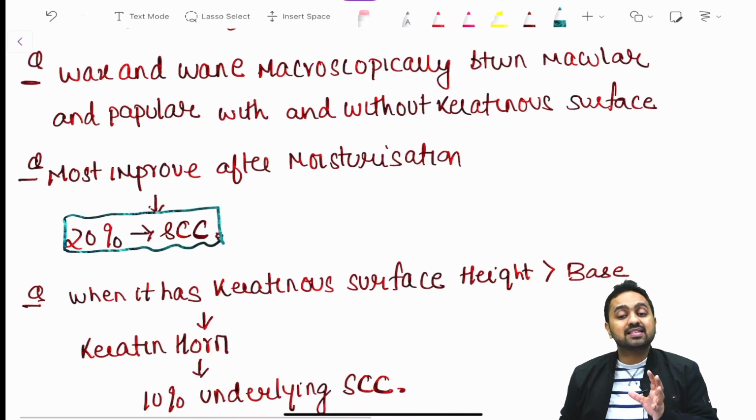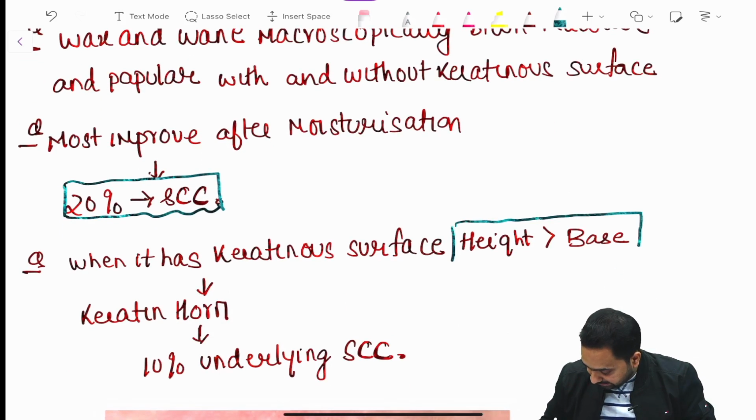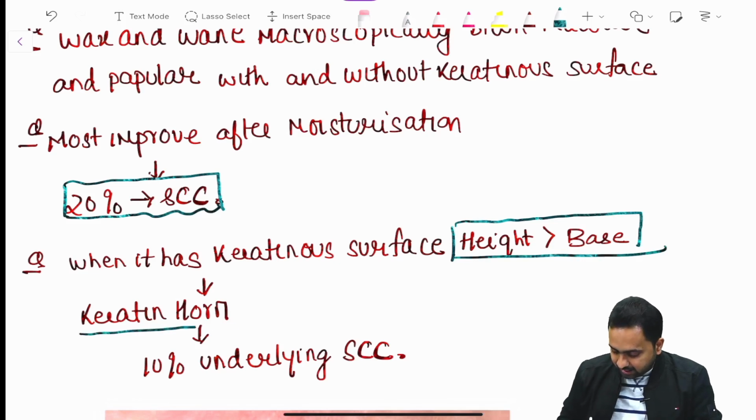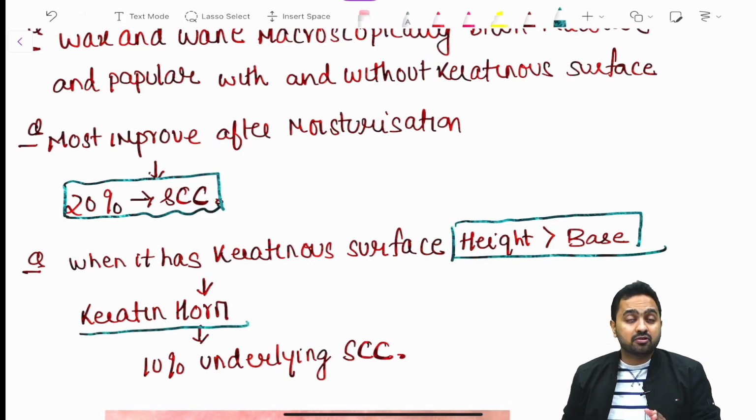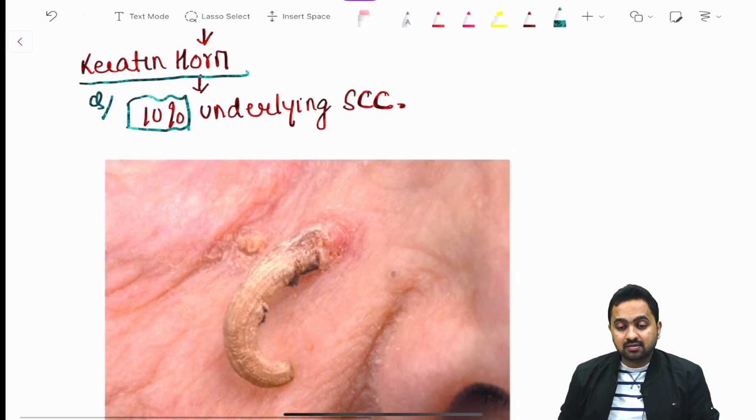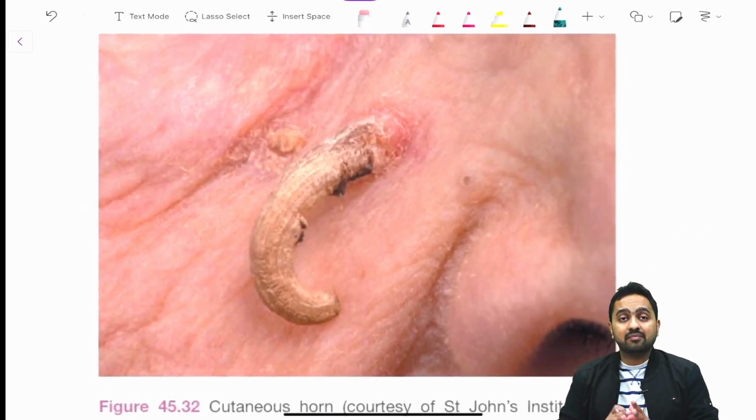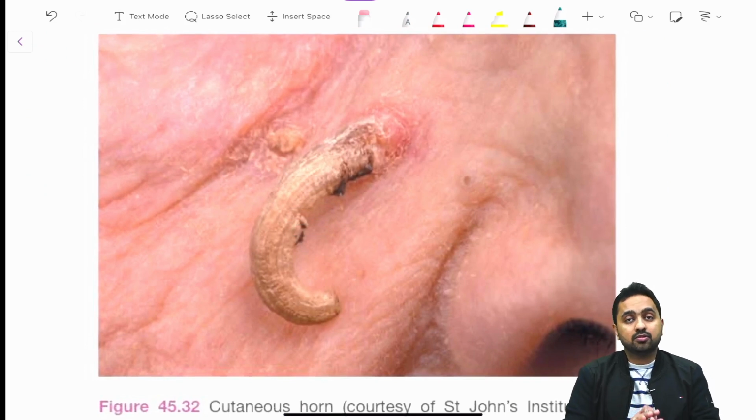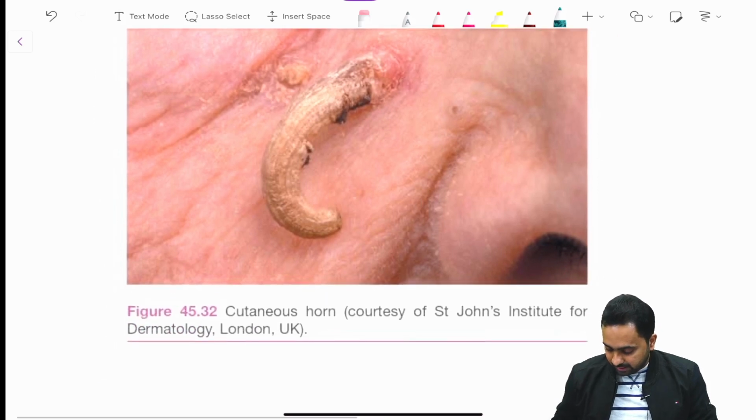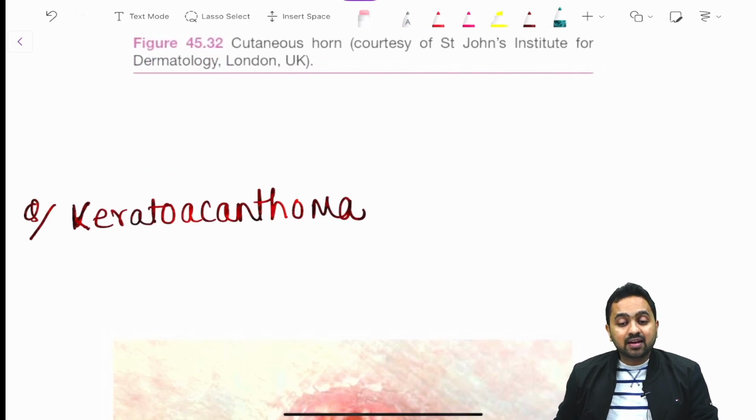So when the keratin surface height is more than the base, then it forms a keratin horn, and 10% of them have a chance of underlying squamous cell carcinoma. So this is an example of your cutaneous horn. So all these images have been taken from your standard textbook Bailey and Love recent edition, which is your 20th edition, right. Now another important entity over here is your keratoacanthoma.